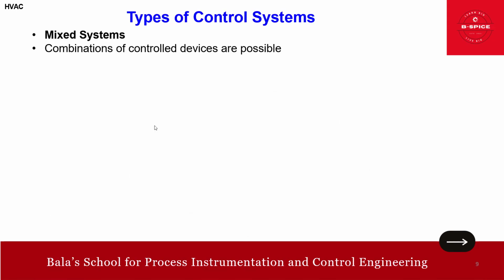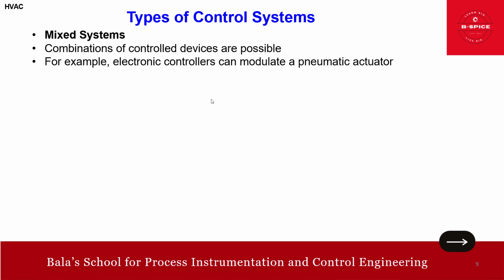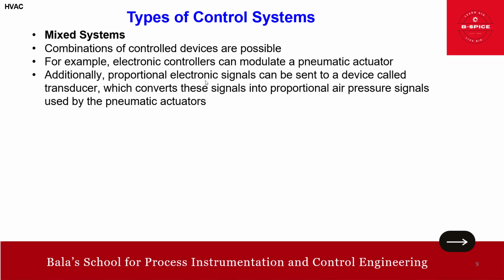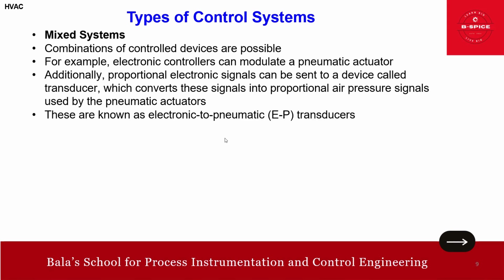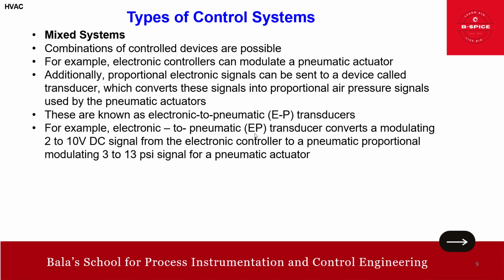Okay. Now we have a mixed system. So mixed system in the sense it's a combination of control devices. For example, electronic controllers can modulate a pneumatic actuator. So that is the point. Additionally, the proportional electronic signal can be sent to a device called transducer, which convert this signal into a proportional air pressure signal used by the pneumatic actuator. So as we know, these are known as electronic to pneumatic transducer, E to P. So for example, electronic to pneumatic EP transducer converts a modulating 2 to 10 volt DC signal from the electronic controller to a pneumatic proportional modulating 3 to 13 psi signal for the pneumatic actuator.